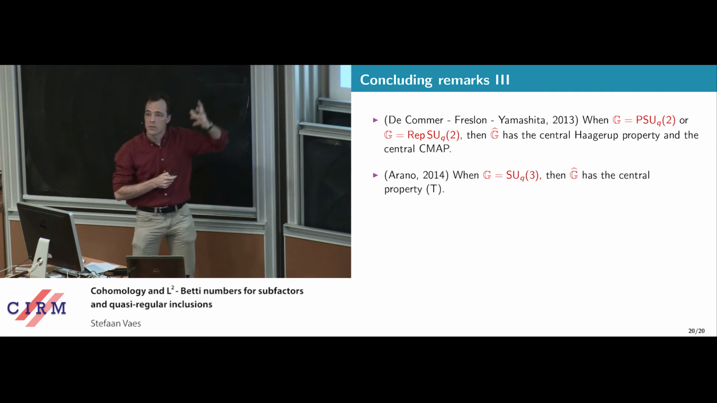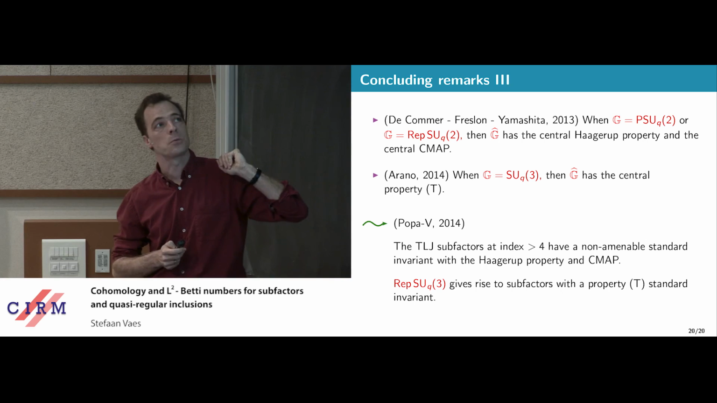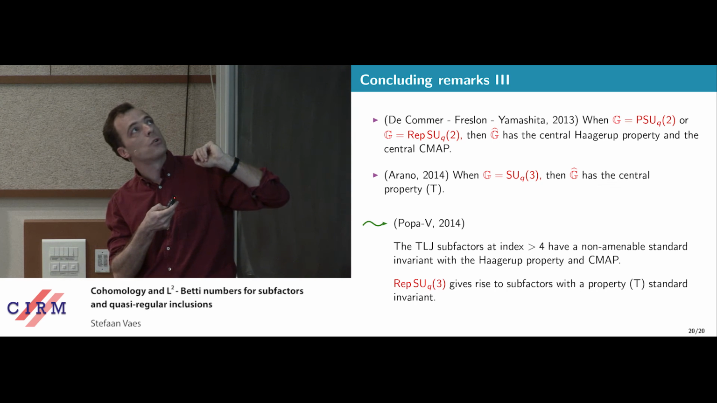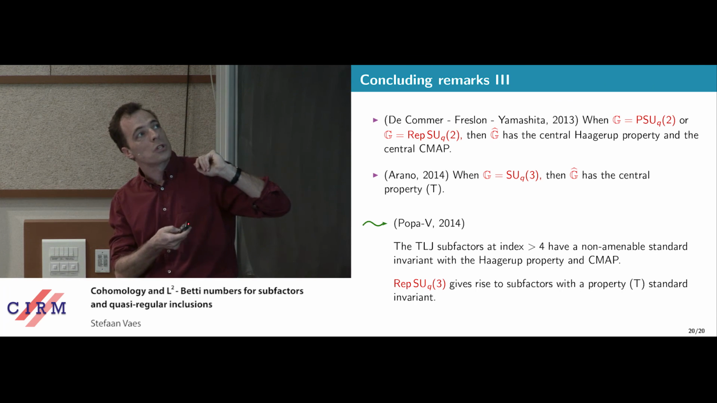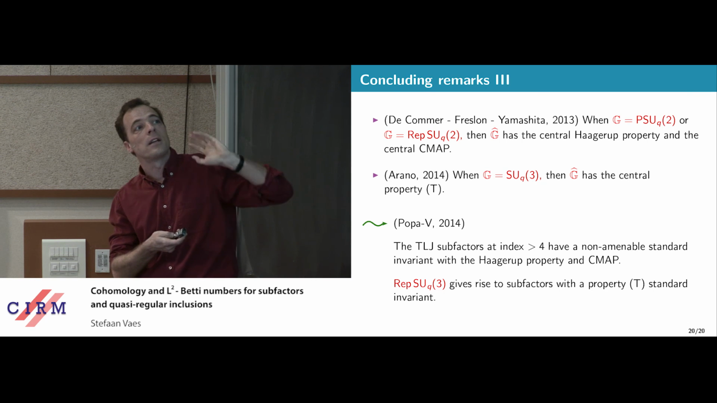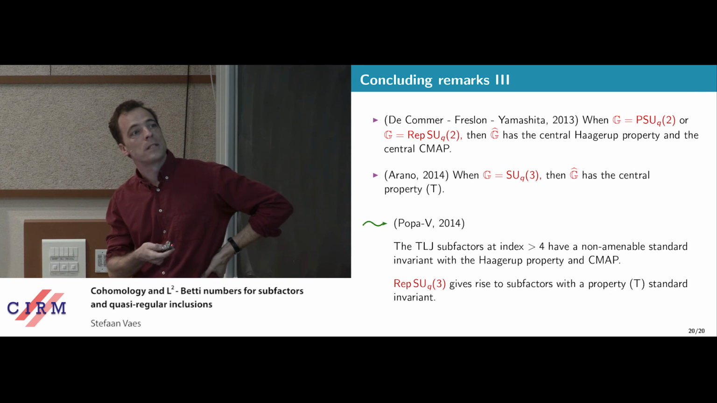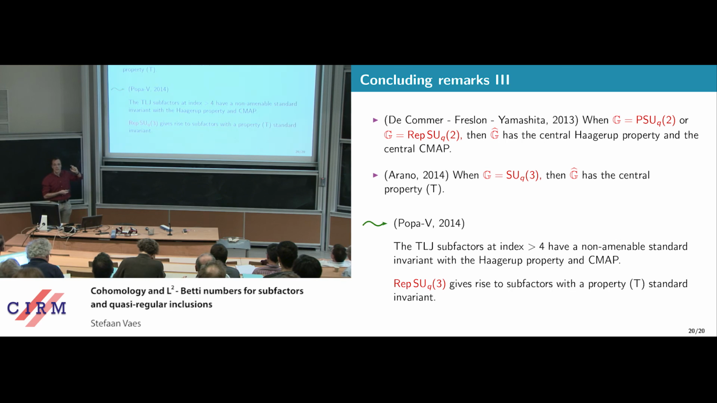If you reinterpret that in our framework, and that's what Sorin and I did last year: if you build from SU_q(2) or PSU_q(2), which corresponds to the Temperley-Lieb-Jones subfactors, they have a non-amenable standard invariant, but with the Haagerup property and the completely bounded approximation property, while with SU_q(3) you build subfactors whose standard invariant has property T. So it's very intriguing what is exactly behind that, and I will stop here. Thank you.